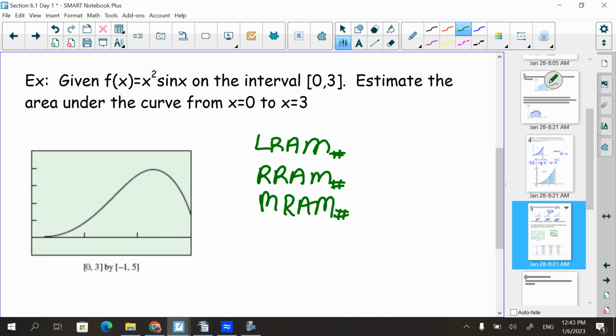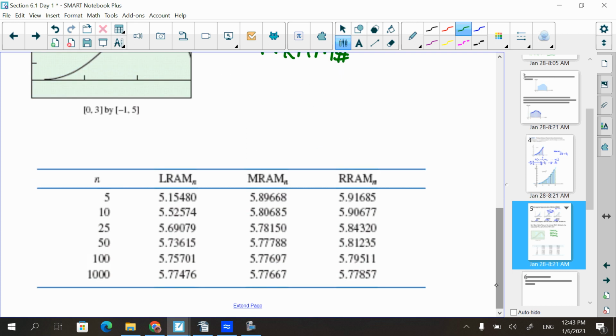You don't ever have to guess how many rectangles. They're going to tell you, okay? But instead, what I'm using this for is to show you, let's look at all three of them, and let's look at any number of rectangles. If they did LRAM, MRAM, or RRAM with five rectangles, these would be the answers. Do you see how they're not the same?